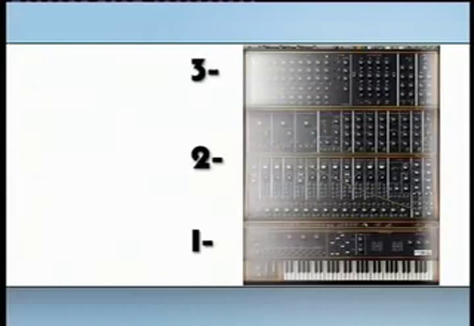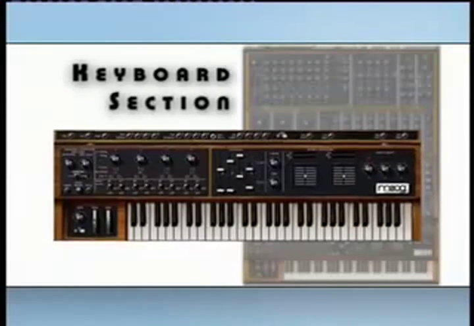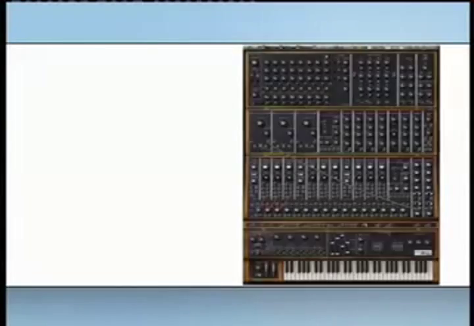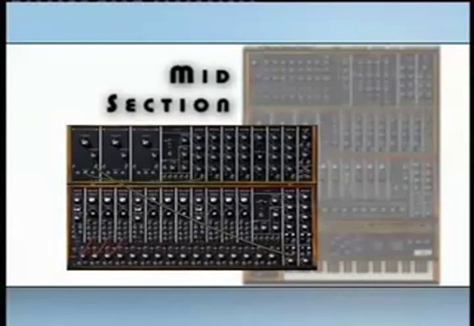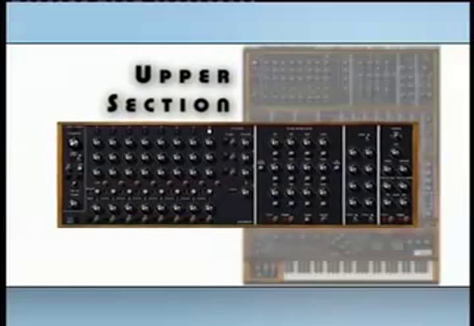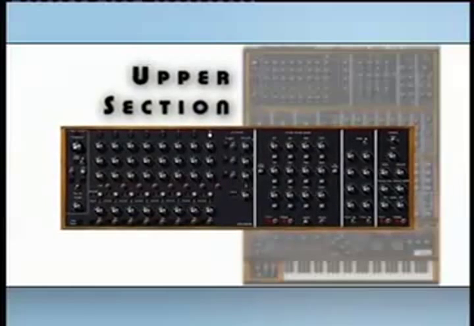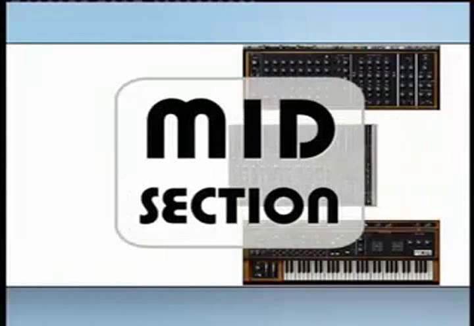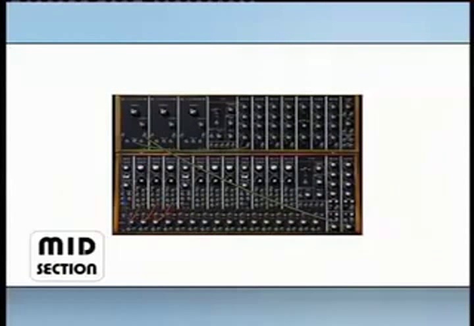It's set up into three sections: the keyboard section, the mid section, which is your sound design cabinet, and the upper section, which is the recreation of the 960 sequencer and effects section. First, let's look into the mid section, which is your sound powerhouse and primary section.